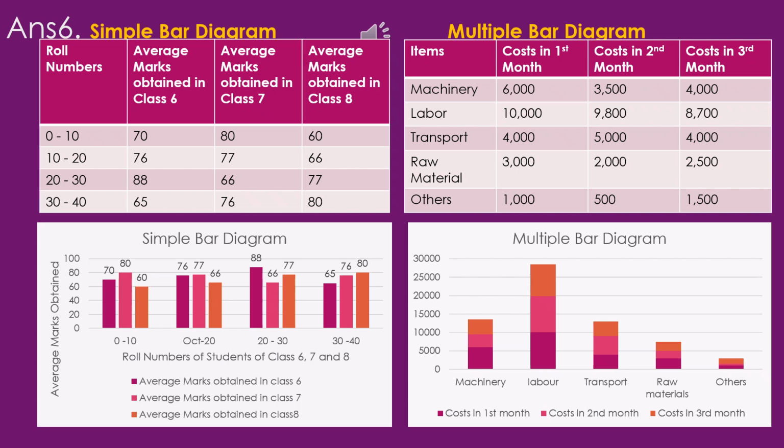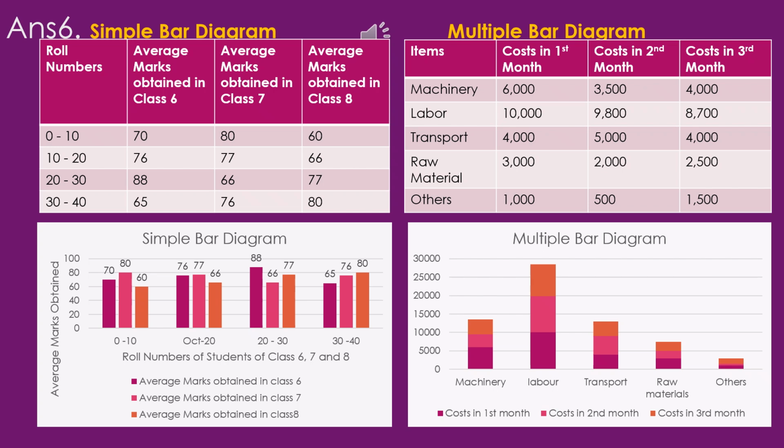vertical axis. So on the horizontal axis we have the roll numbers of students of class 6, 7 and 8, 0 to 10, 10 to 20, 20 to 30 and 30 to 40, and their average marks are calculated on the vertical axis. So what happens? The dark pink bar gives the average marks obtained in class 6, the light pink gives the average marks obtained in class 7, and the orange color gives the average marks obtained in class 8.